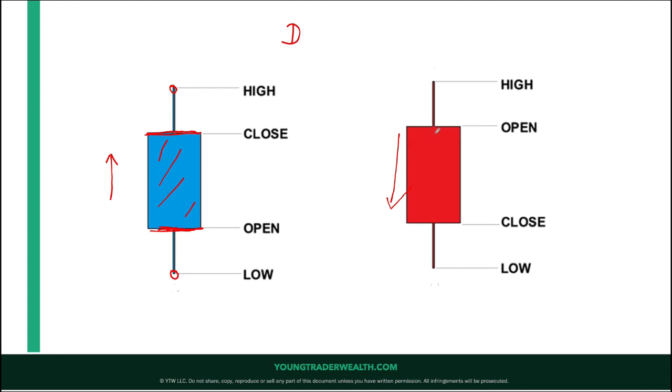Now, if the day was negative, it's the exact same thing. Price opened, let's say at 110, then we ended the day at 109. However, during that day, we went all the way down to 108.50, and all the way up to 110.50. That basically gives us the information for that specific day. So let's see some examples.